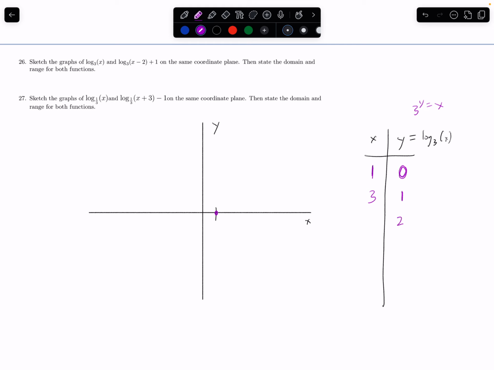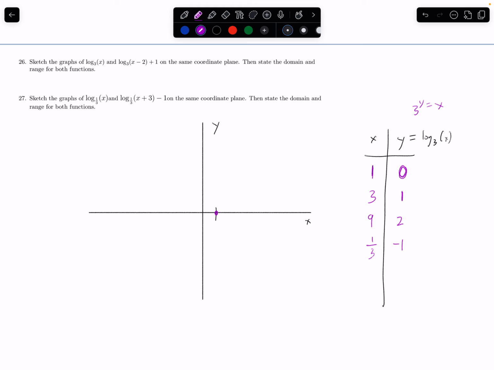If I put 2 for y, then that's going to be 3 to the second, which would be 9. You can double check it like that. If I put a 9 in here, log base 3 of 9, then 3 to the second power is 9. Right? And then another nice point to check is -1. And then that would be a third, right? Because 3 to the -1 is a third.